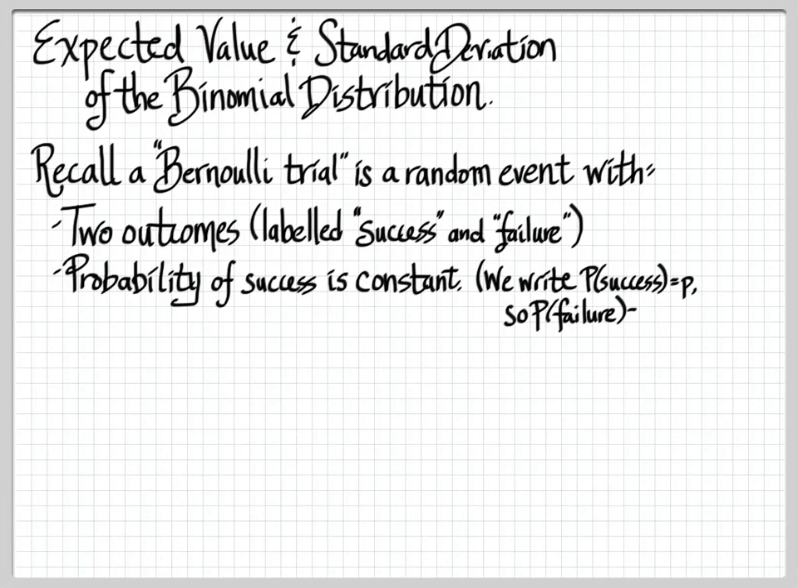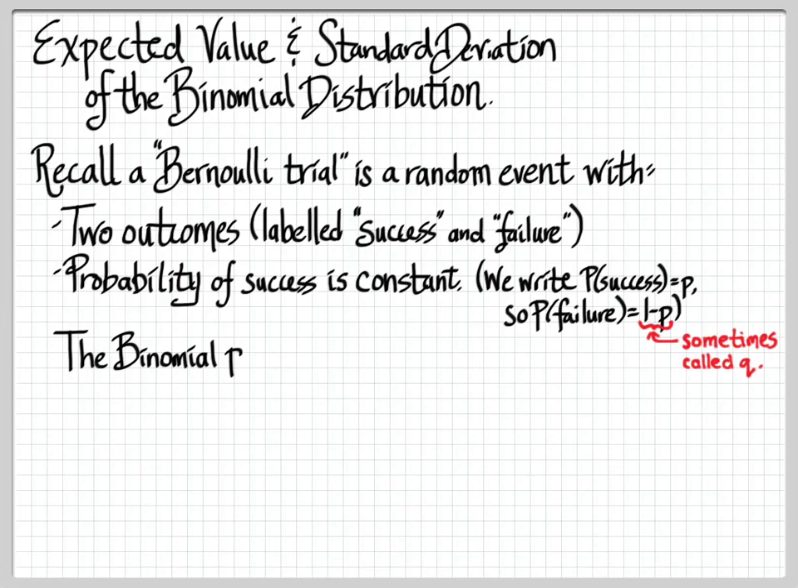We write probability of success as little p, and so probability of failure, of course, would be 1 minus p. Sometimes you'll see 1 minus p written as q in some texts, but I'm going to just write 1 minus p rather than writing q.